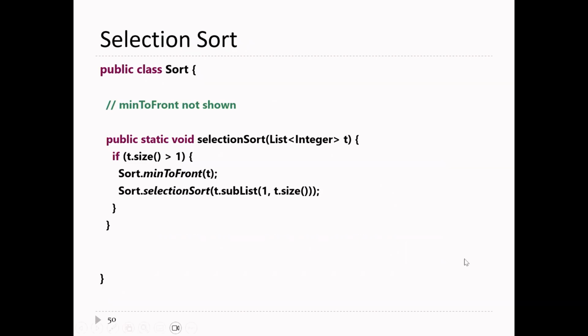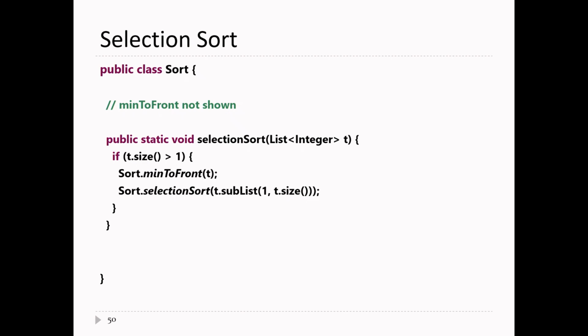Assuming you have min to front, you just call min to front. And then you recursively call selection sort, passing in the rest of the list to sort. So that moves the smallest element to the front. Now recursively move the smallest element in the rest of the list to the front of the rest of the list, and keep on going until you've sorted the list. How do you know you're done? So if the size of the list is ever 1 or 0, you're done.